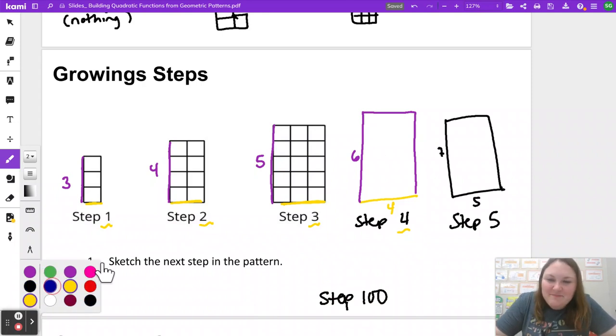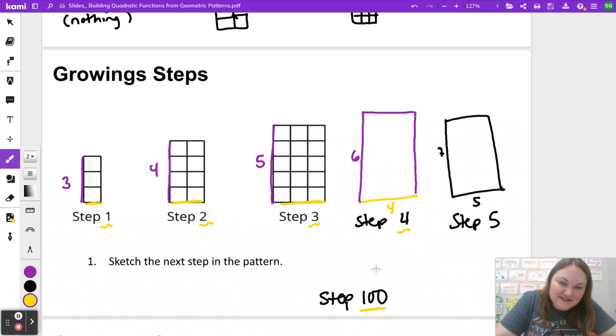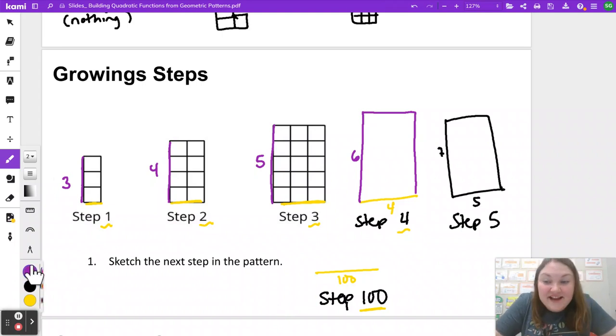Well, we've said step 100. I know the 100 tells me how wide it's going to be. And then for the height, I'm going to have trouble making it this tall. We have to notice the relationship between the step number and this other side. So step 1, we were at 3. Step 2, we were at 4. Step 3, we were at 5. Step 5, we were at 7. Notice the height is always 2 more than the width.